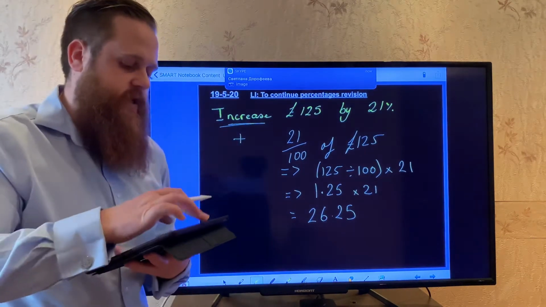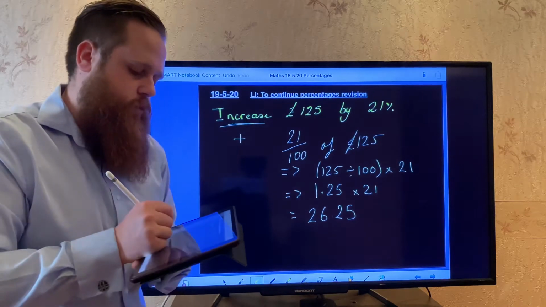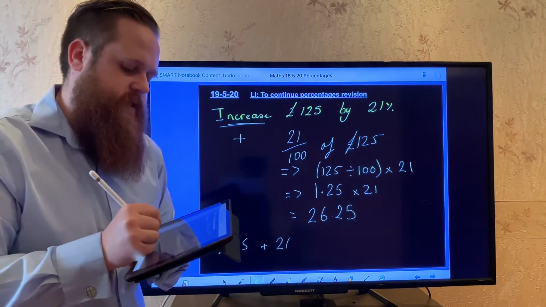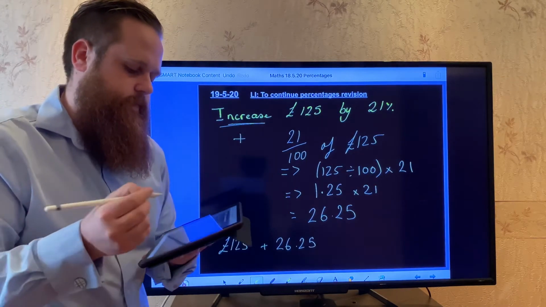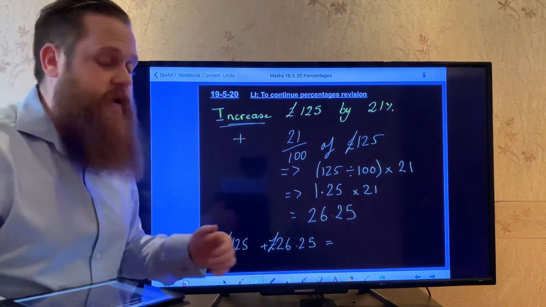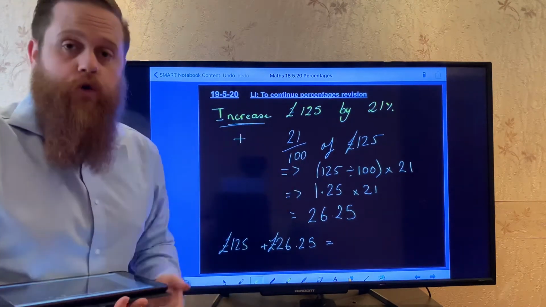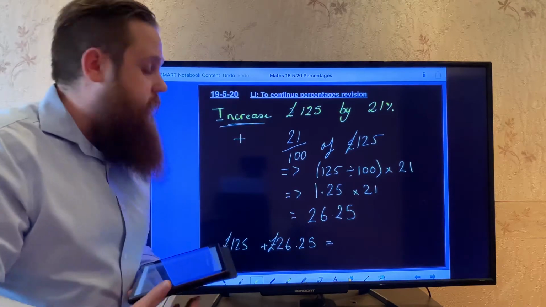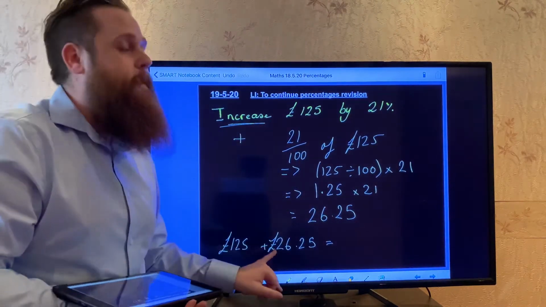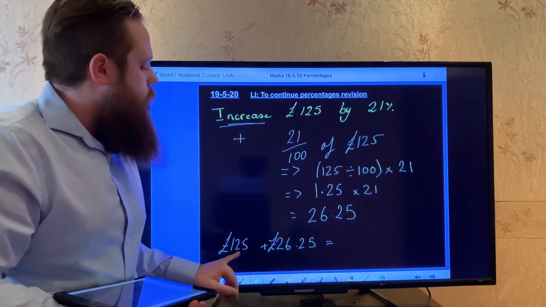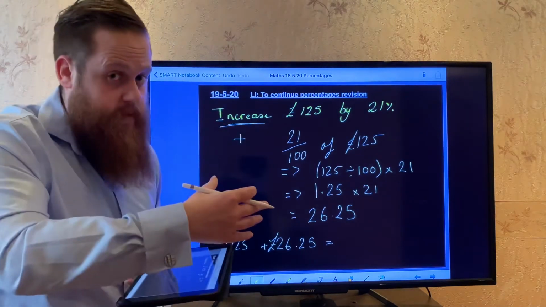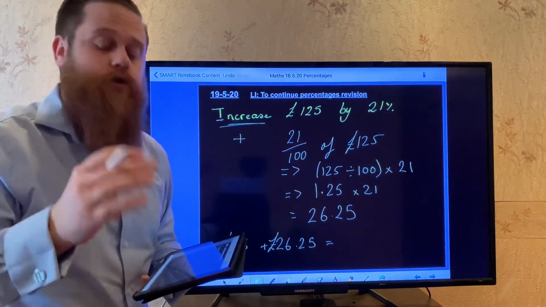So I'm going to now increase it, okay? And I'm going to do £125 plus 26.25 is equal to, okay? And don't forget your units of measurement. Not talking about houses, not talking about bricks, not talking about Yassine's amount of teeth, okay? I am talking about pounds. So £125 plus £26.25.